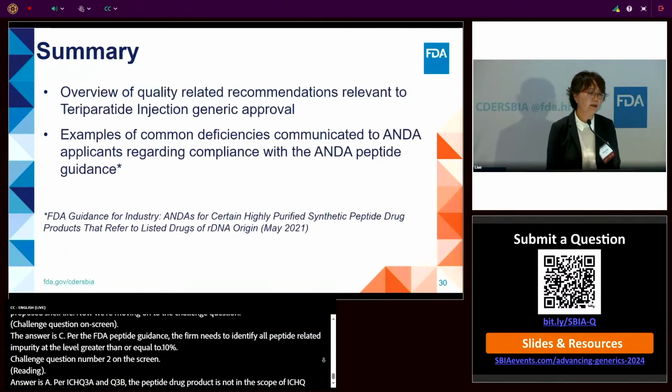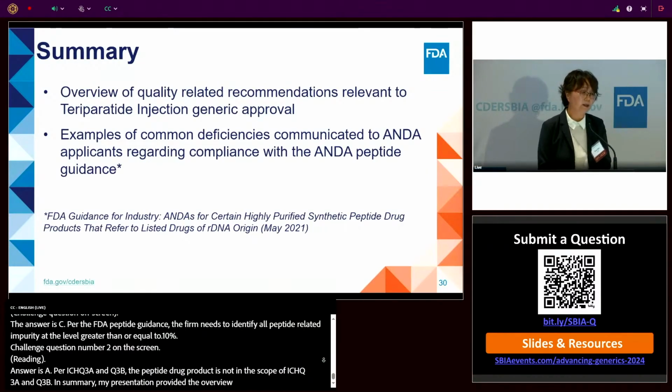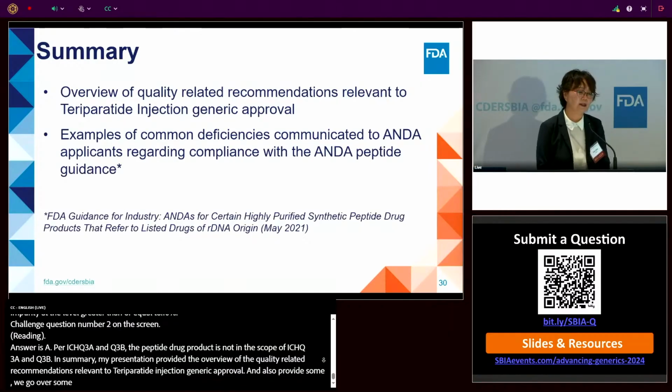In summary, my presentation provided an overview of the quality-related recommendations relevant to teriparatide injection generic approval, and we also went over some examples of common deficiencies for any peptide products.